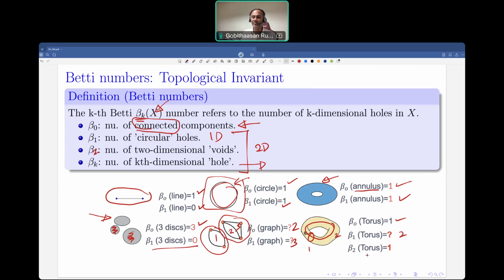Betti 2 would be the two-dimensional hole. So this torus here, just like a sphere, inside there's hollow, right? That is the two-dimensional hole. A sphere, a ball that you play with, inside there is just air. So that is the two-dimensional hole we are talking about when it comes to Betti 2.